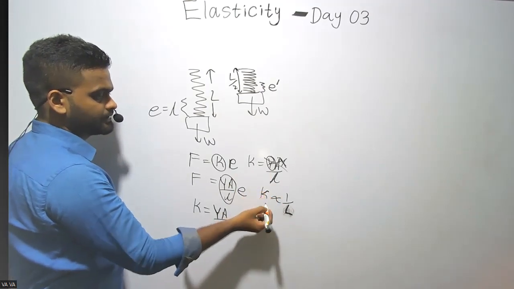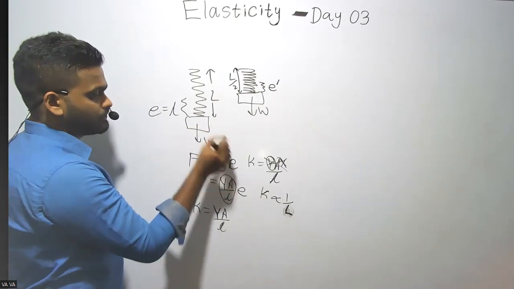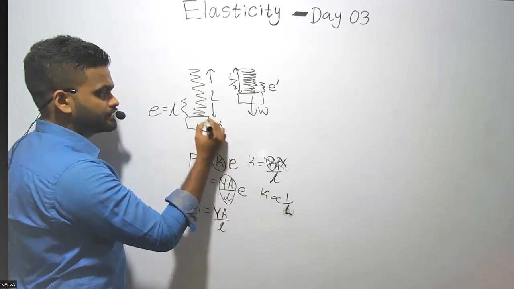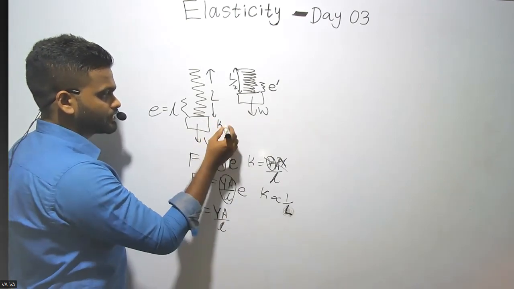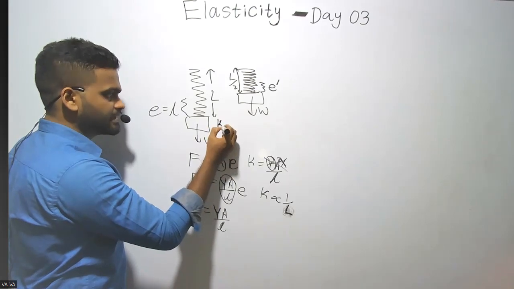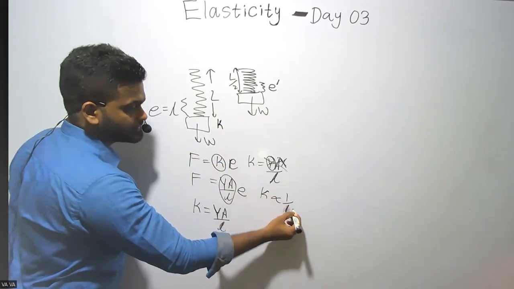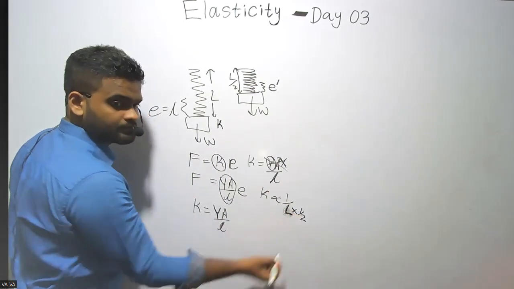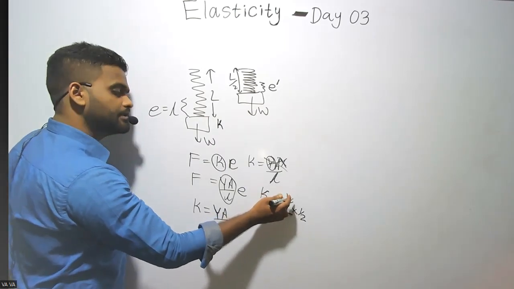So from this one, what can you see? If you apply this proportionally to this one, let's say here the spring constant is K. So when you cut that in half, what happens? This initial length becomes half. If it is half, when it goes to the numerator, it becomes 2.